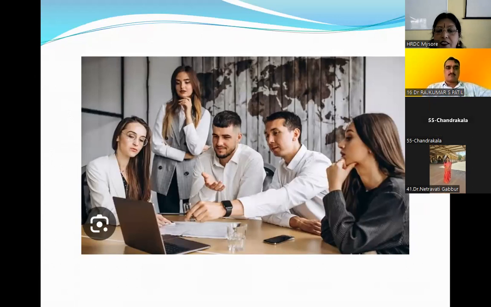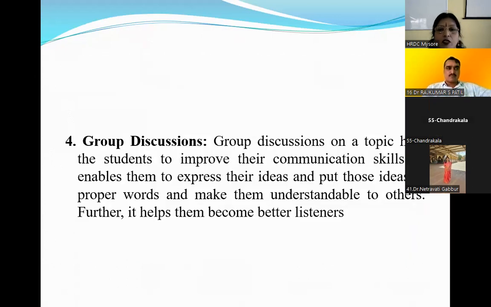So this enhances knowledge. So it enables them to express their ideas and put those ideas in proper words and make them understandable to others. Further, it helps them become better listeners.